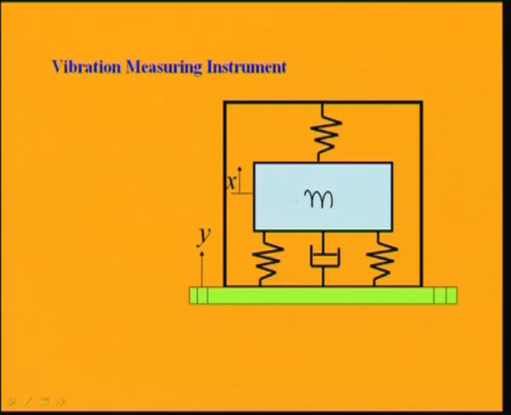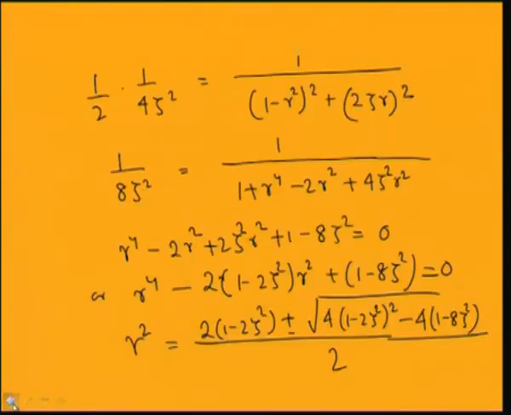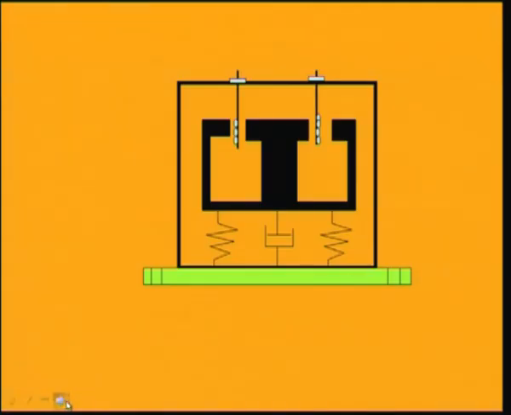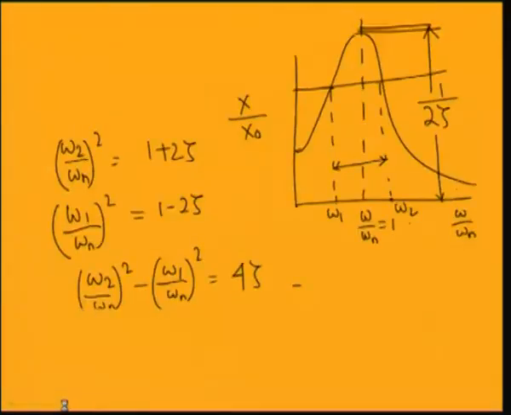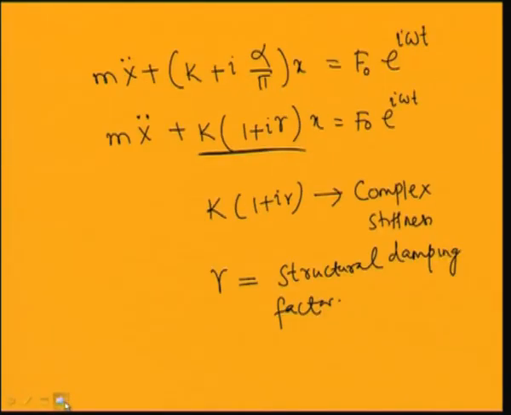So, let us derive the equation for this vibration measuring instrument. The motion of this mass we have to find. Let x be the displacement of this mass when the support is moving with y. So, when the support is moving, I can draw the free body diagram of this.